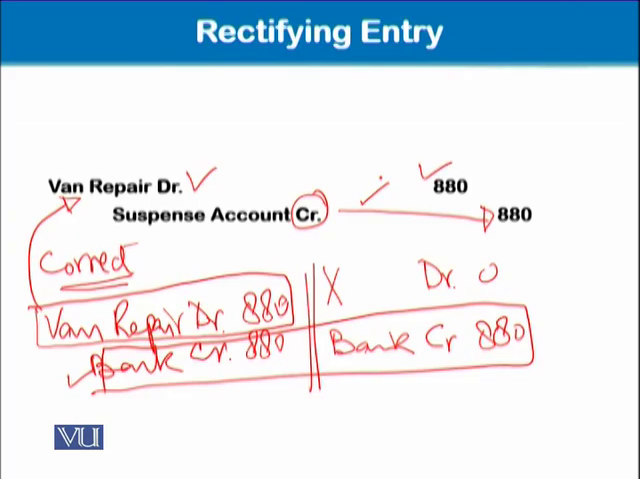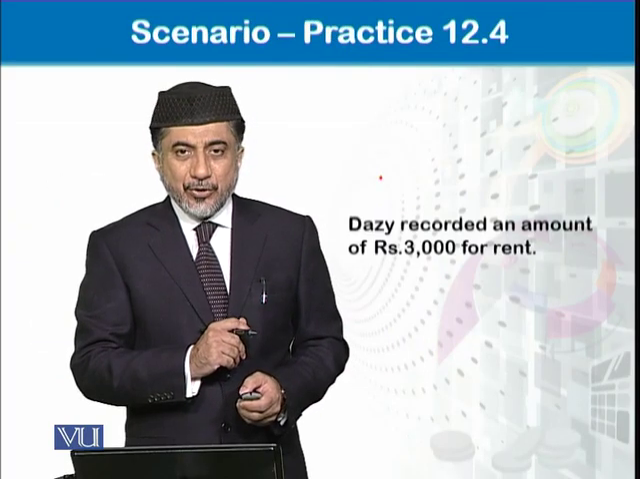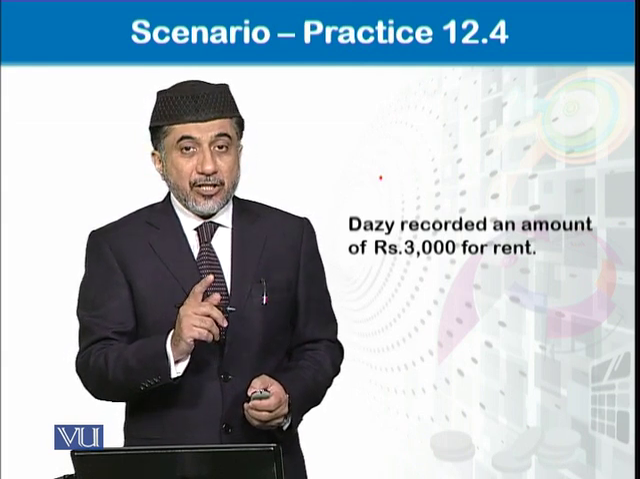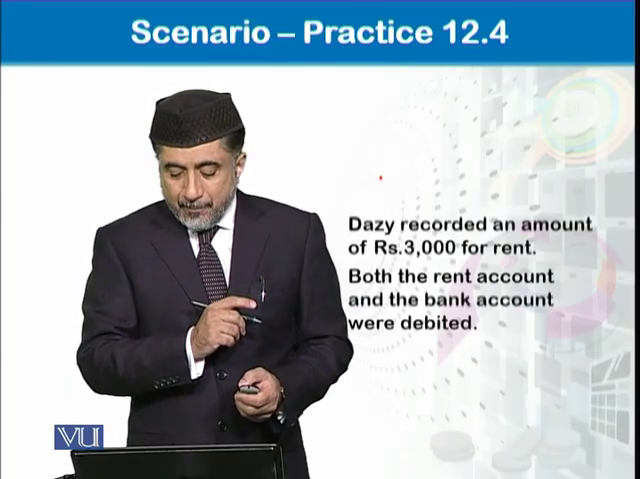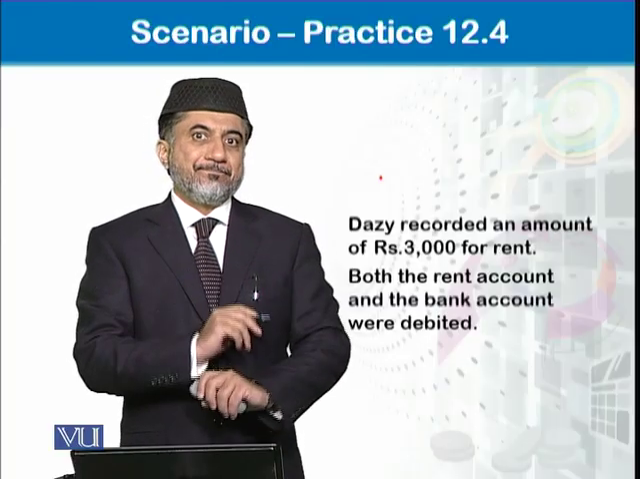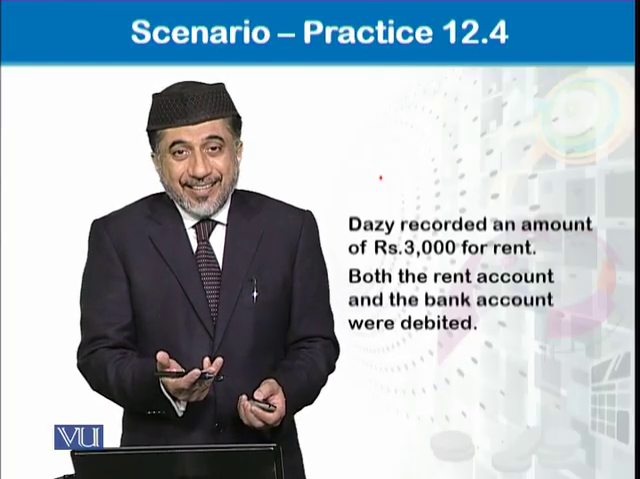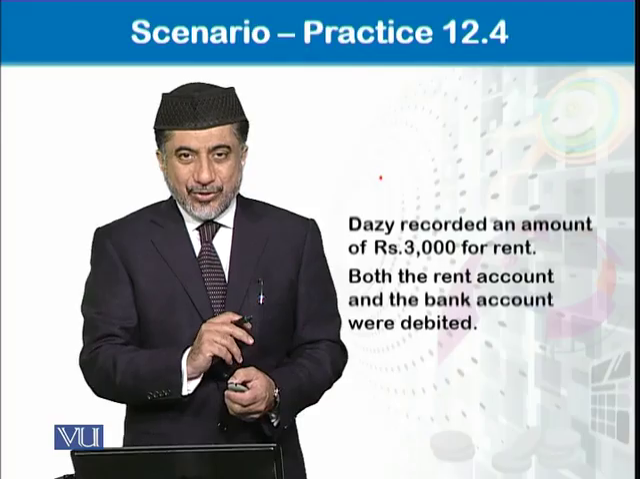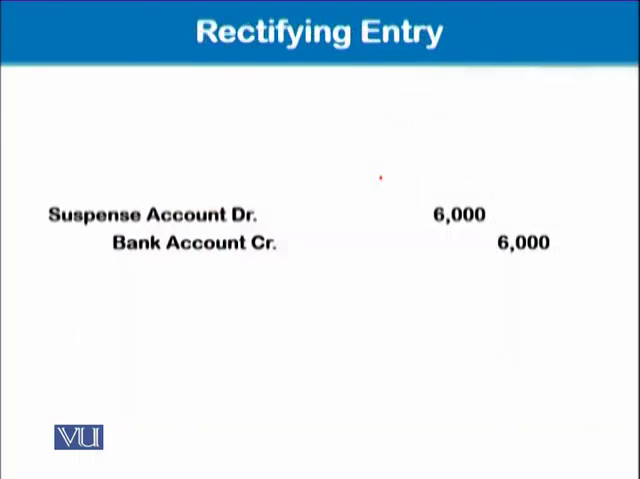Okay, so let's see another scenario, and in this scenario we will see that Daisy recorded an amount of rupees 3000 for rent. Both the rent account and the bank account were debited. Error is error. Okay, rent account is also debited and bank account is also debited. So now let's see what to do now. So the accounting entry for its rectification will be suspense account debit and bank account credit with the double amount. You see why?